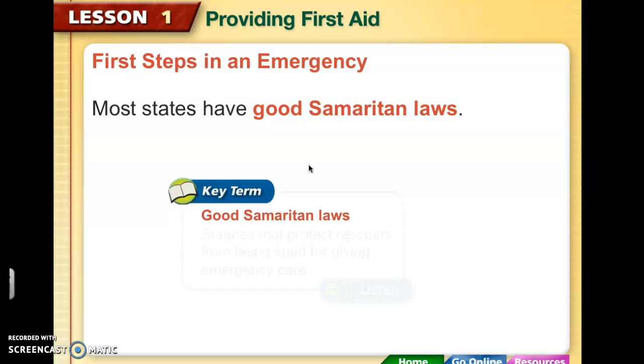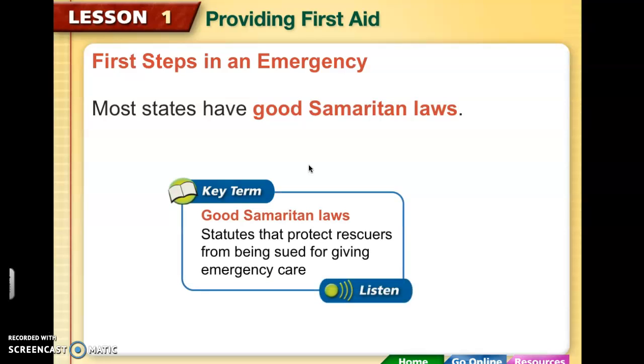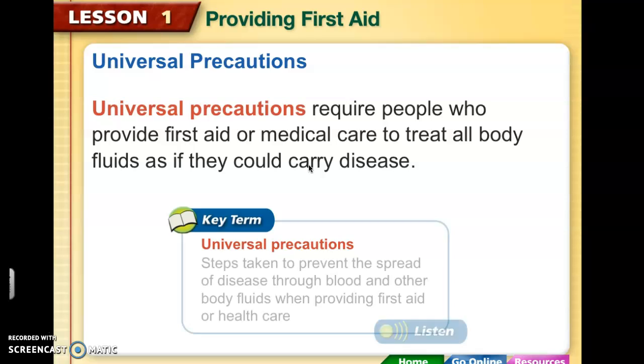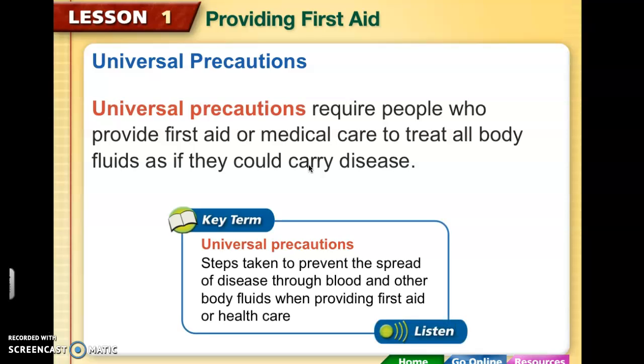So with that being said, most states, including North Carolina, have a Good Samaritan Law, and that is statutes that protect the rescuer from being sued for giving emergency care. So if you give care and it does some harm, a lot of times there is a Good Samaritan Law to help you, because you are acting in the best interests of the victim at the time. You should always follow what they call universal precautions to provide first aid and medical care.